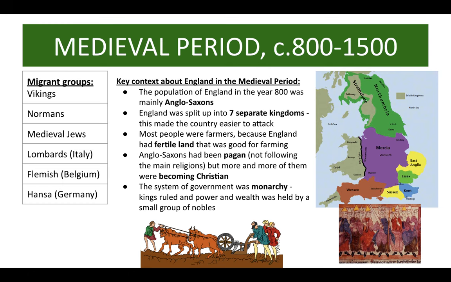Most people in England in 800 are farmers because England has fertile land that is very good for farming. Anglo-Saxons had been pagan, which means they don't follow any of the main religions. They're not Christian or Muslim or anything we would recognize as a religion. They often worshipped multiple gods. But more and more Anglo-Saxons were becoming Christian at this time, and the system of government was a monarchy, which means that kings ruled over these 7 kingdoms, and wealth and power and land was held by a very small group of nobles. So that's the situation before our migrant groups arrive.